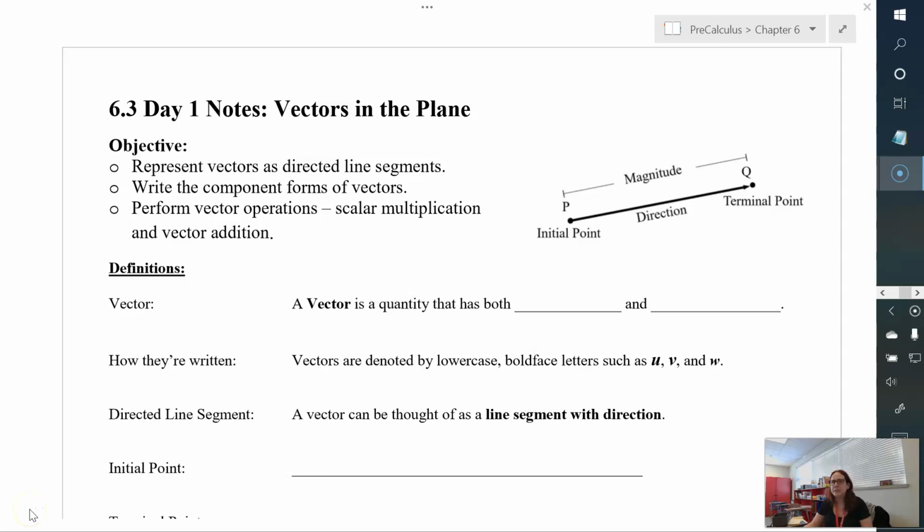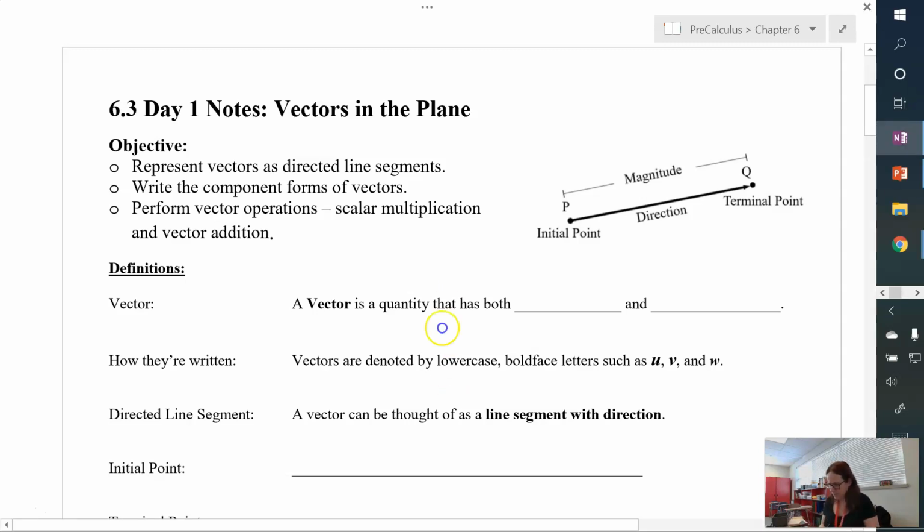Snook with section 6.3. We're going to do this section over 2 different days. So today is going to be 6.3 day 1. And section 6.3 is about vectors in the coordinate plane. And our objective is we're going to represent vectors as directed line segments. We're going to write component forms of vectors, and we're going to do some vector operations.